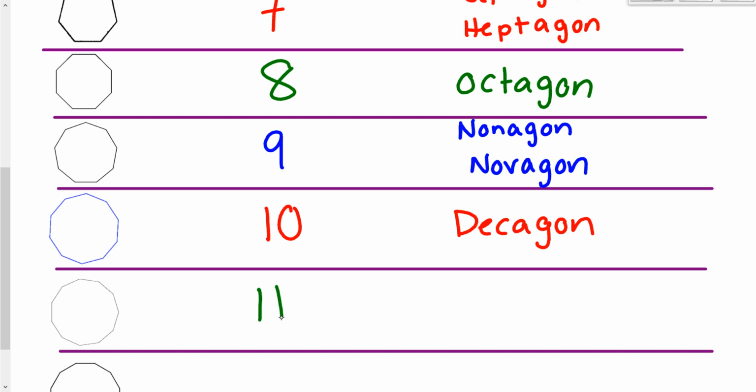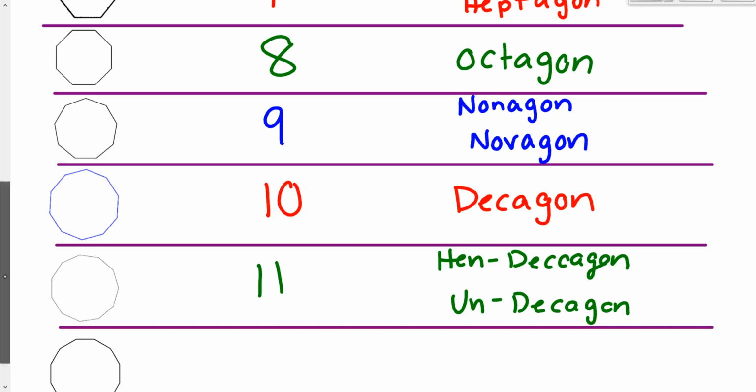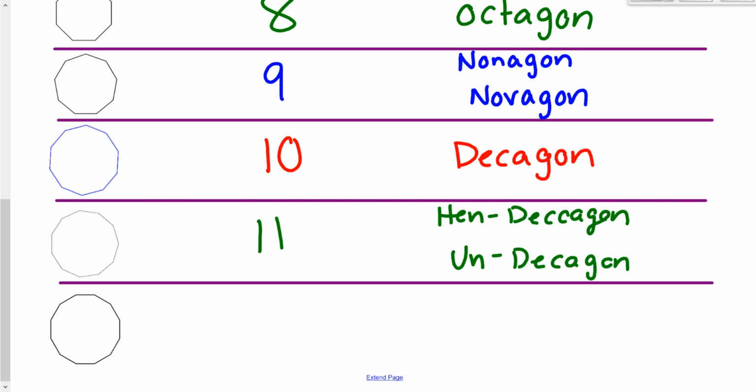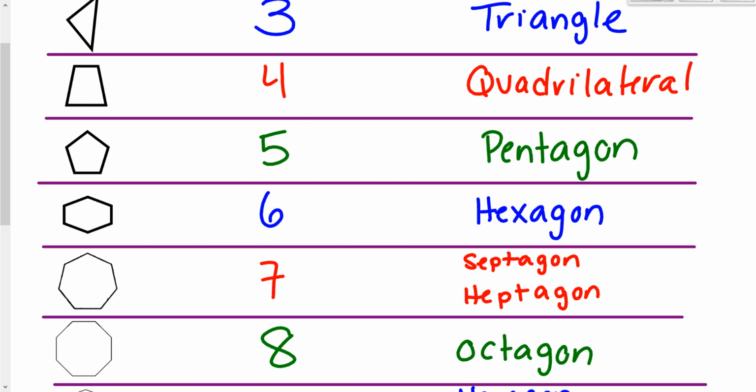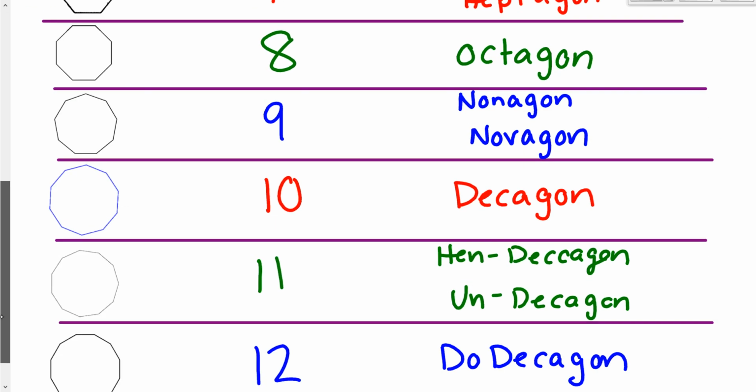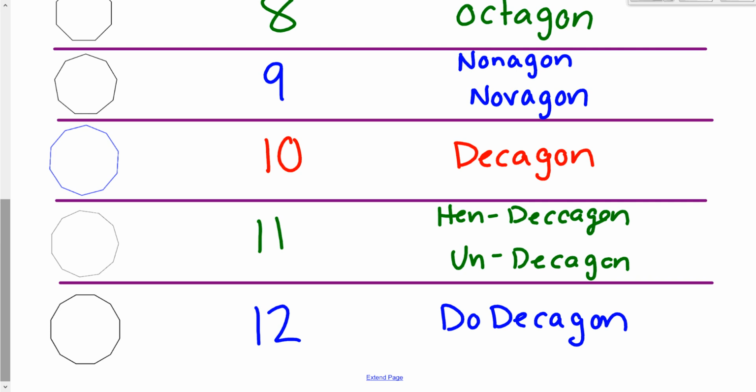An 11-sided shape is either known as a hendecagon or an undecagon, hen and un meaning 1 and then the 10, which then makes a 12-sided shape known as a dodecagon. Okay, anything above that we would say like a 13-sided shape or 15-sided shape, etc. But these are all the different names of your polygons, and you are responsible for knowing the names and matching the names to the number of sides.